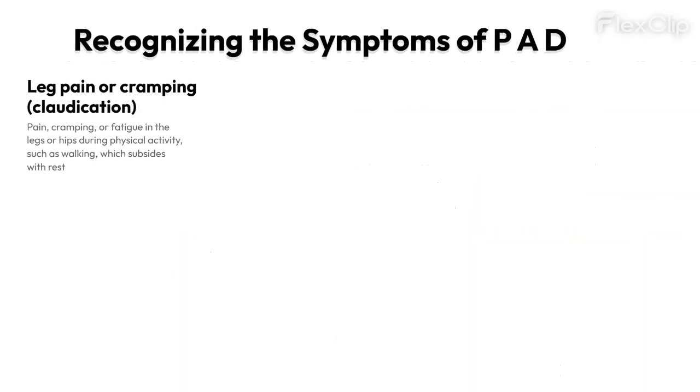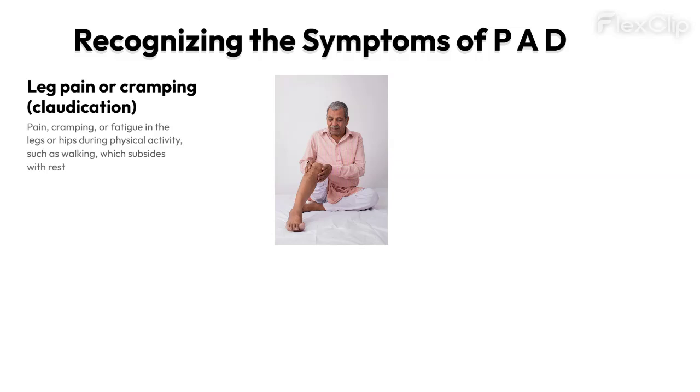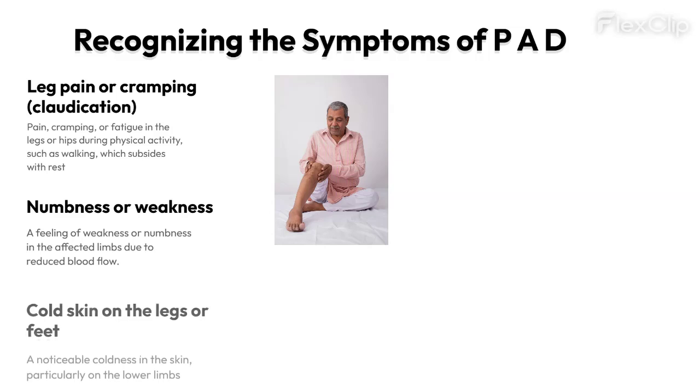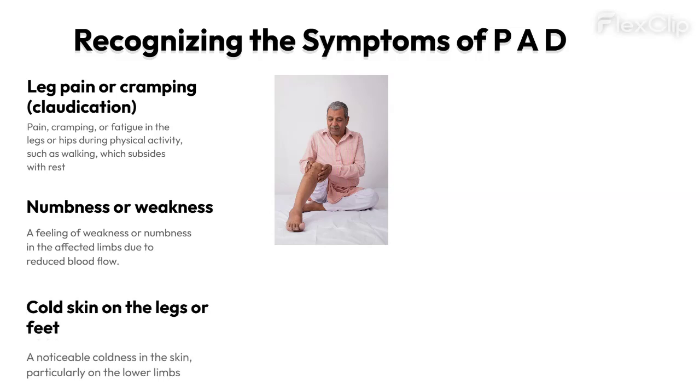Recognizing the symptoms of PAD. Leg pain or cramping, claudication. Pain, cramping, or fatigue in the legs or hips during physical activity, such as walking, which subsides with rest. Numbness or weakness. A feeling of weakness or numbness in the affected limbs due to reduced blood flow. Cold skin on the legs or feet. A noticeable coldness in the skin, particularly on the lower limbs.